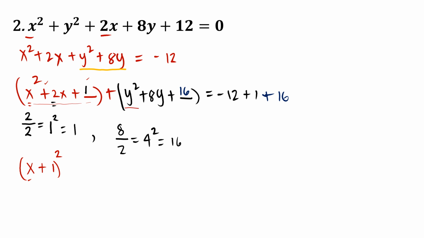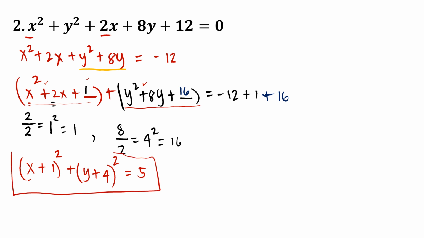So let's proceed to the next one. We have a plus, and then the square root of y squared is y, and the square root of 16 is 4. Remember that the sign of the linear term will always be followed for our binomial, and this will be raised to the power of 2. And on the right, negative 12 plus 1 will give us negative 11, plus 16. Thus, it will give us a positive 5.